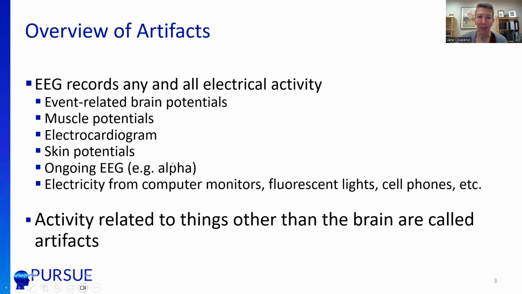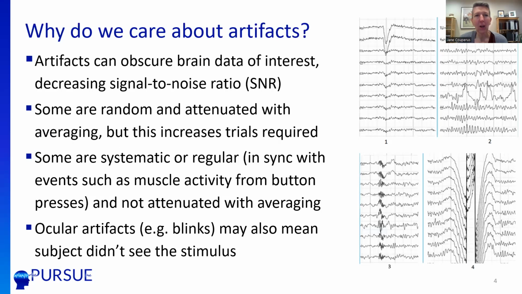I include alpha in there, although it is from the brain. It is something we might consider an artifact, even though it's from the brain, because it is something we don't want in our data. We care about artifacts because we want to see just the brain activity of interest, and we want to increase the signal and decrease the noise, right? So we want to decrease the signal to noise ratio.